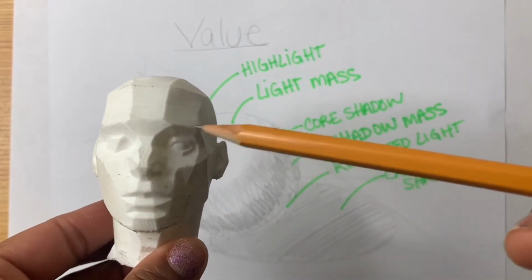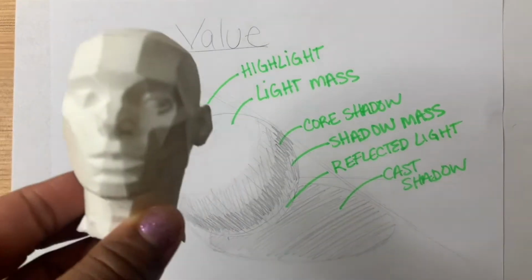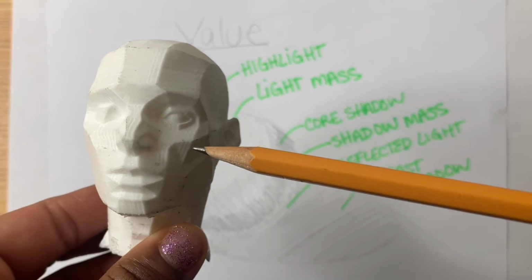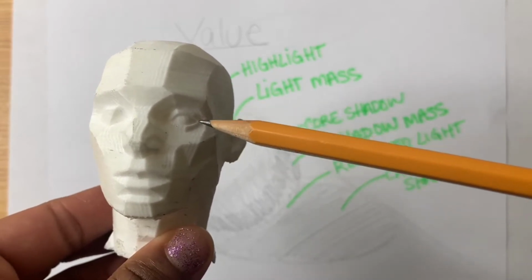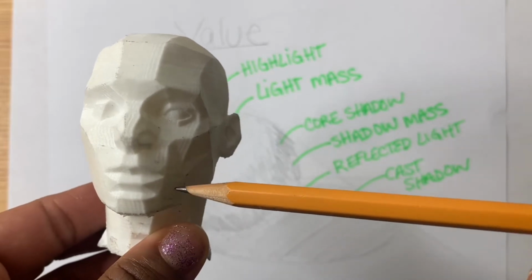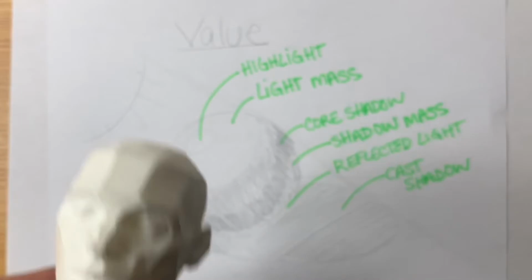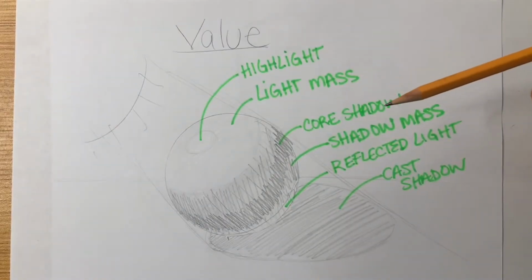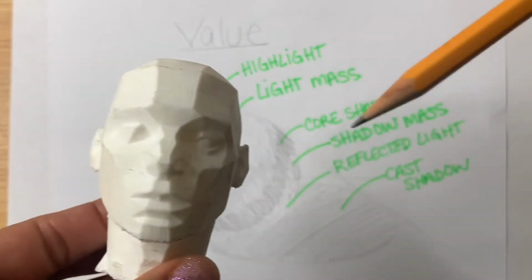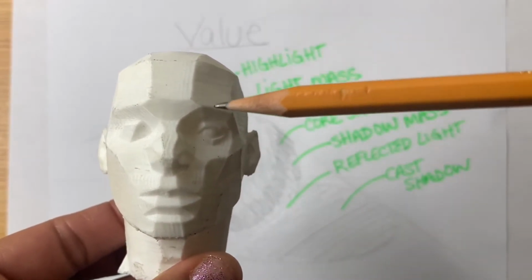All right, so now in the shadow mass, which are all of these values right here, we have a core shadow, the area darkest, see this area here, right there. Let's see it in here, all the way coming to here. The area furthest from the light, which are those darkest areas, are your core shadows, okay? You've got shadow mass, which we already spoke about. So this whole area on the right side, this is all shadow mass, okay?